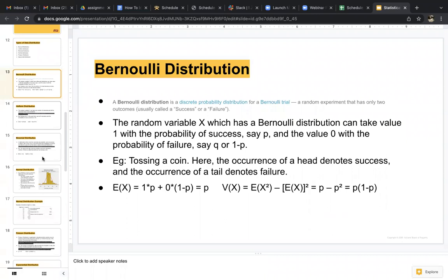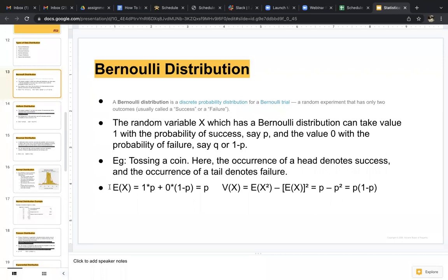The best example to explain what Bernoulli distribution is, is to toss a coin. Here the occurrence of a head denotes success and the occurrence of a tail, say, denotes failure. So this is how the Bernoulli distribution can be plotted. The Bernoulli distribution has either 0 or 1 values, and it just takes one instance, one experiment, into consideration.